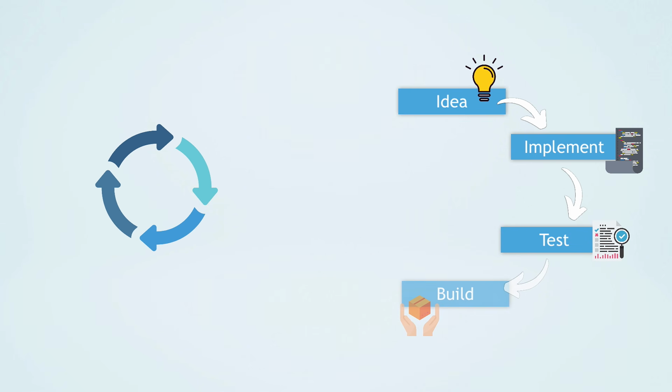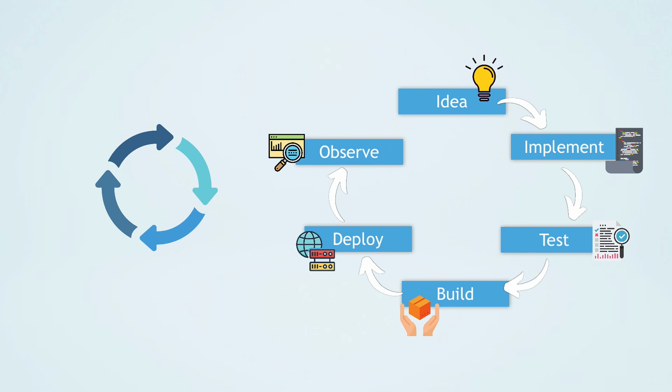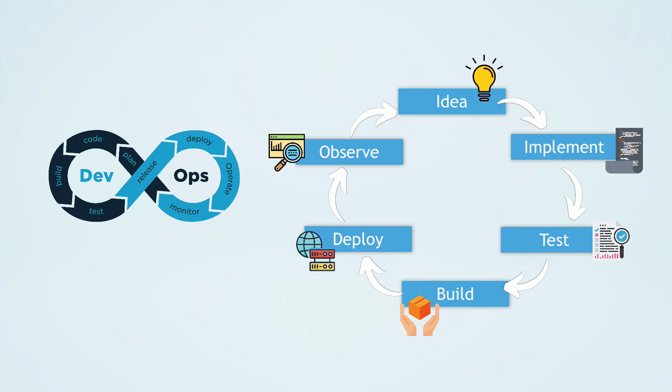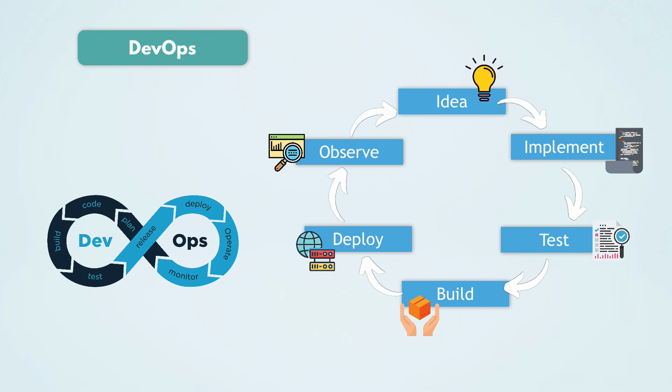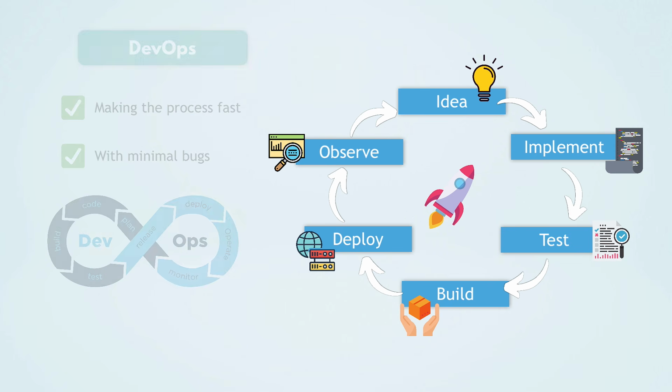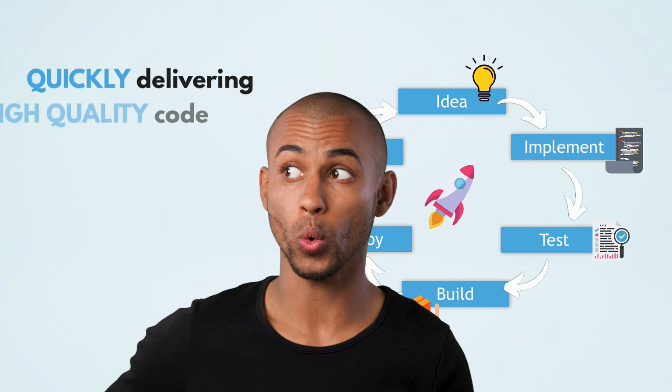You have an idea of improvement, you implement it in code, you test it, build and package it, you deploy it, and once released, you observe it in production to see whether there are any new improvement possibilities or any issues that need to be fixed right away. So this gives you a process of continuous delivery of changes, an endless cycle of improvements to your application. And DevOps is about making this process of continuous delivery fast and with minimal errors and bugs. So with DevOps, improvements get created and delivered to users fast, but also those improvements are of high quality and well tested. And that is a big challenge, quickly delivering high quality code.